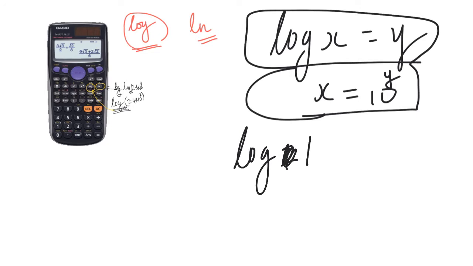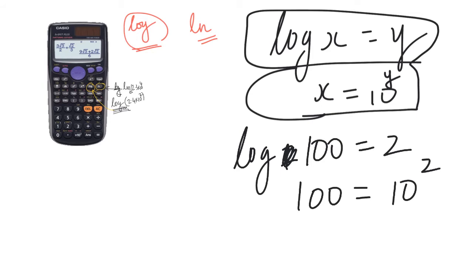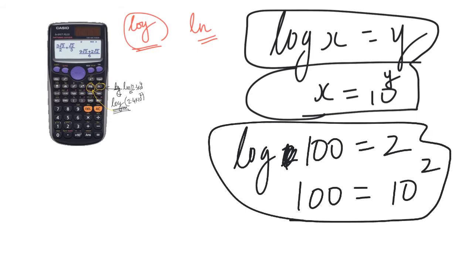Log of 100, let's say log of 100 equals 2. This means 100 equals 10 to the power 2. That's what it is saying. That's what it means. When you have log of 100 equals 2, you can actually try this in your calculator, and you will get these values. Okay, you get 2.